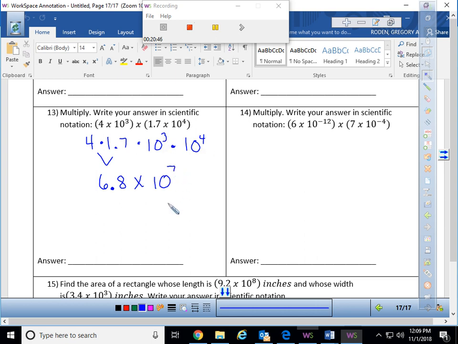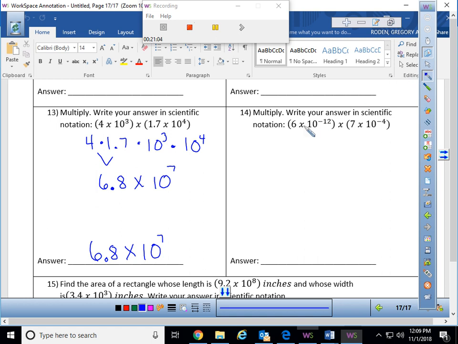Now, I always want to ask myself, is this answer in scientific notation? Well, yes, it is, because 6.8 is between 1 and 10. So that would actually be my final answer, 6.8 times 10 to the 7th power.